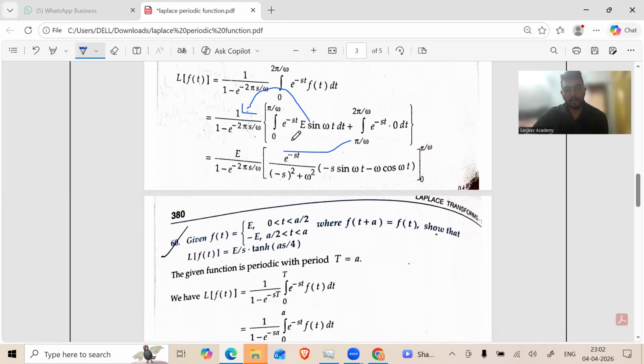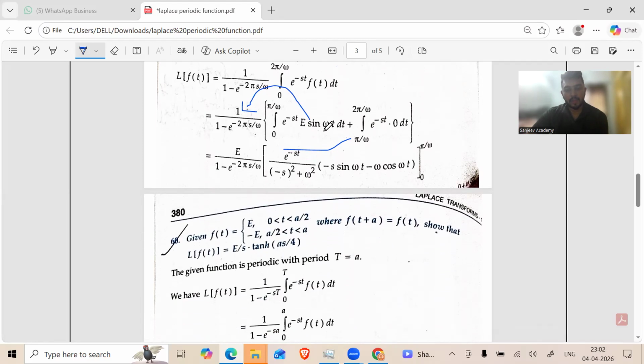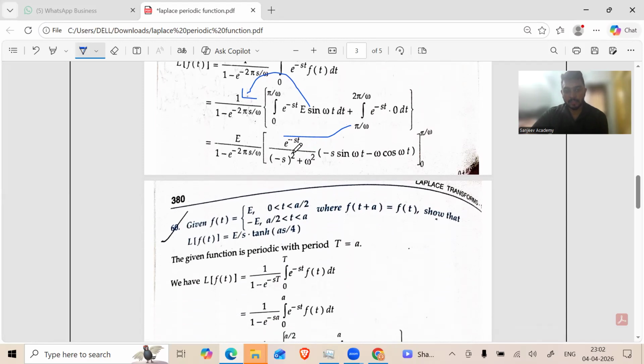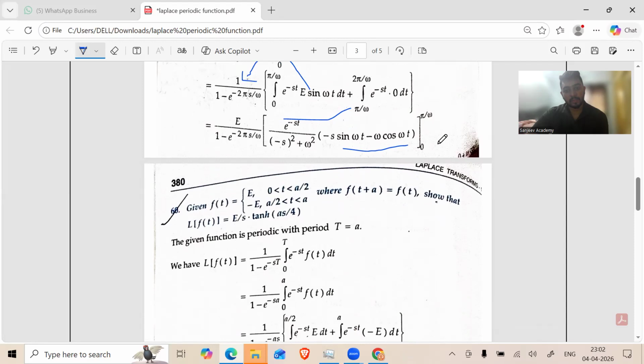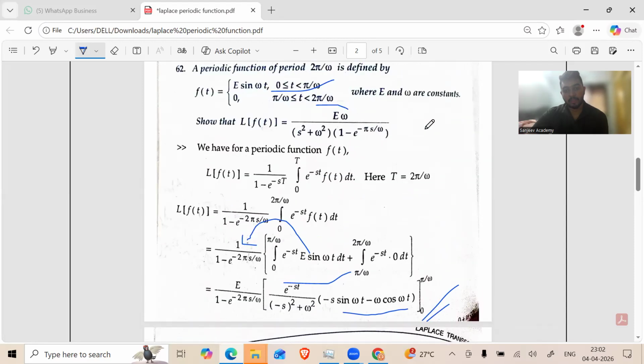So this e power minus st, correct? Into sin omega t, the answer is e power minus st by minus s the whole squared plus omega squared, into minus s sin omega t minus omega cos omega t. Okay, so this is one thing which you have to remember. And the final answer is this.